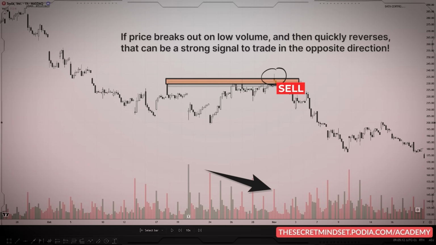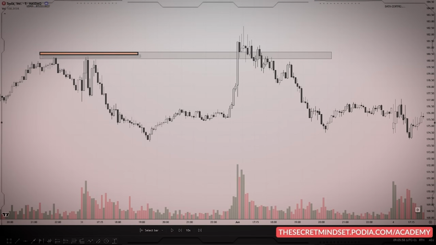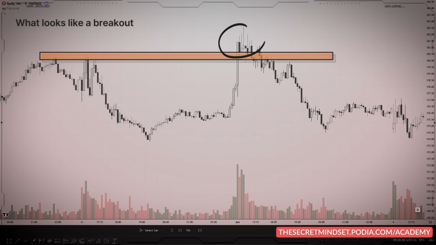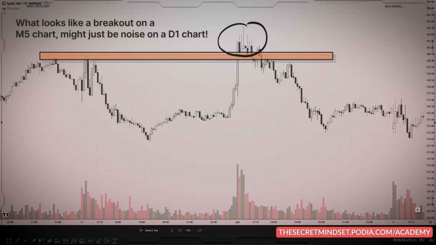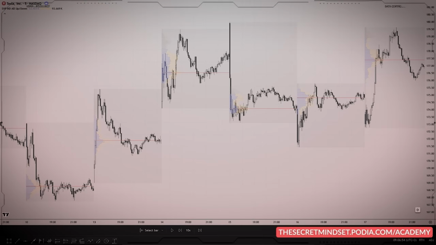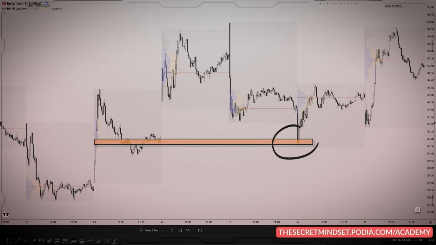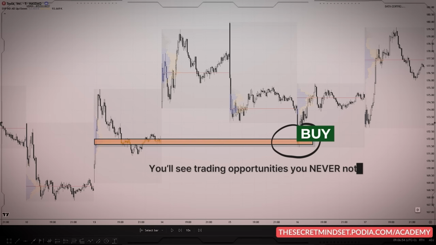the opposite direction. Don't forget about timeframes. What looks like a breakout on a 5-minute chart might just be noise on a daily chart. Always check higher timeframes to get a big picture before making your decisions. Learning to read volume in conjunction with support and resistance takes practice, but it's worth the effort. You'll see trading opportunities you never noticed before.